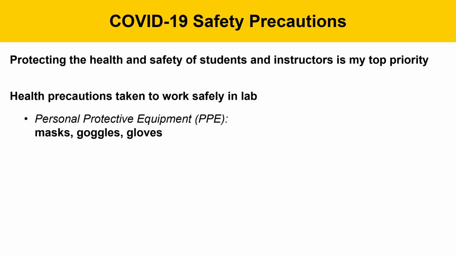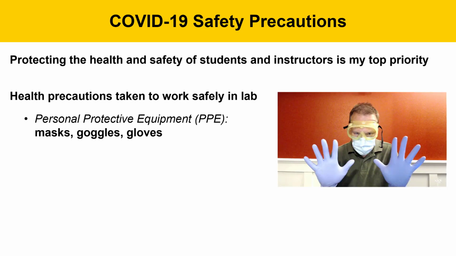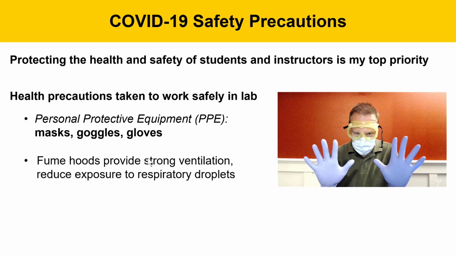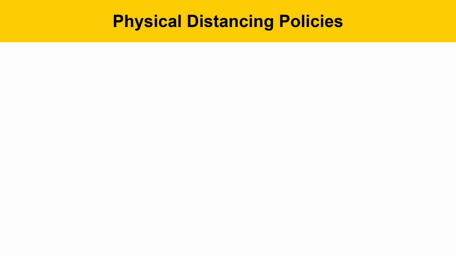First of all, we have personal protective equipment, PPE, that we'll be using. That'll include masks, goggles, and gloves. We're going to be working in a lab with strong ventilation from the fume hoods, and this will help reduce exposure to respiratory droplets. So the lab is actually one of the safer places to be indoors on campus. Then we're also going to be practicing some physical distancing policies, and those are going to limit close contact with classmates, which should also help prevent the spread of the virus. Some of the specific physical distancing policies are listed on this slide.